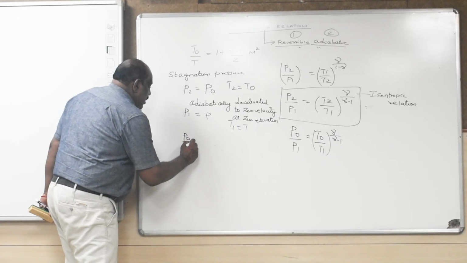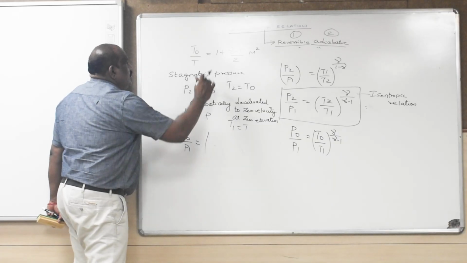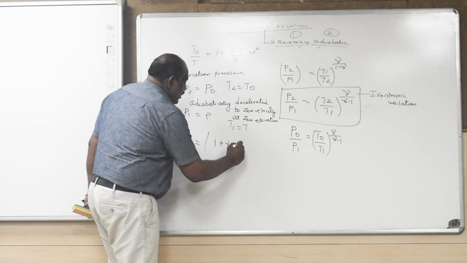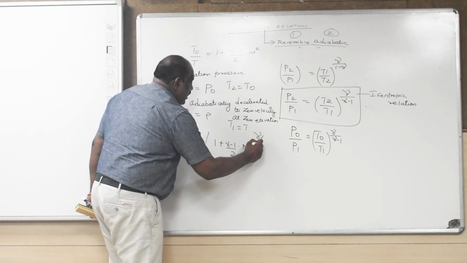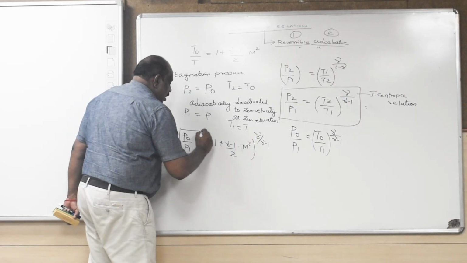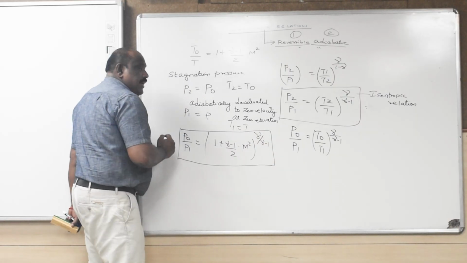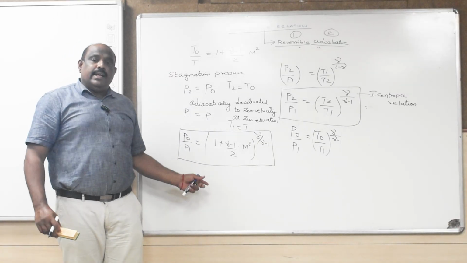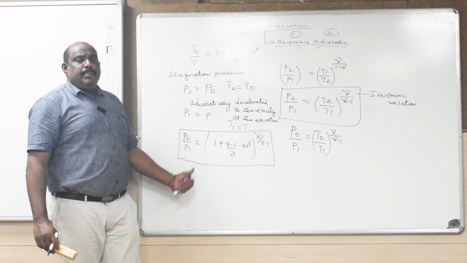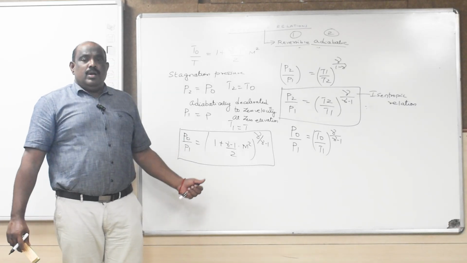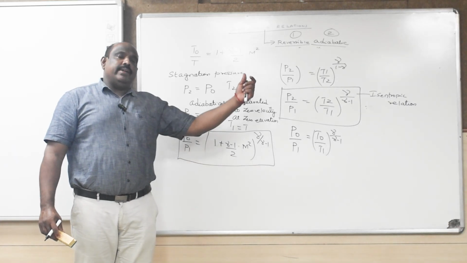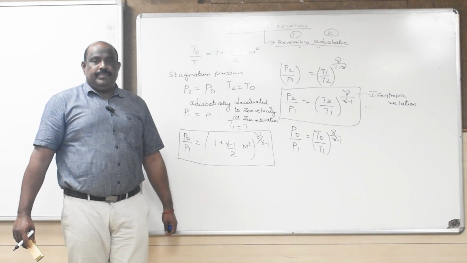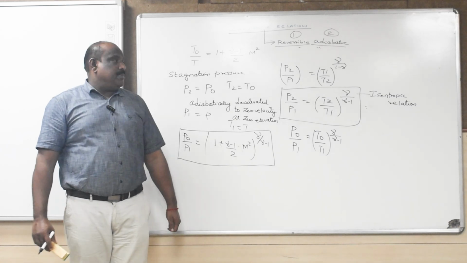One more step. What is one more step? P0 by P1, what is T0 by T1? You substitute from here. What is this one? 1 plus gamma minus 1 by 2 into M square. Into gamma by gamma minus 1. So now I arrived at an expression for the stagnation pressure in terms of stagnation temperature. So P0 by P equal to T0 by T, which is nothing but 1 plus gamma minus 1 by 2 into M square whole power gamma by gamma minus 1. So we got the expression for the stagnation pressure.